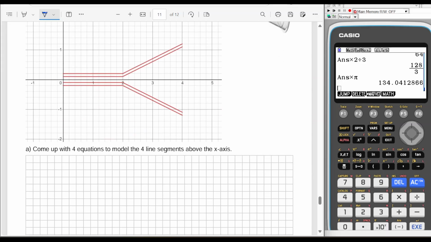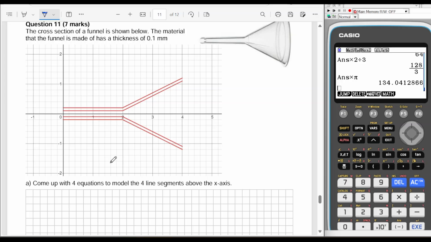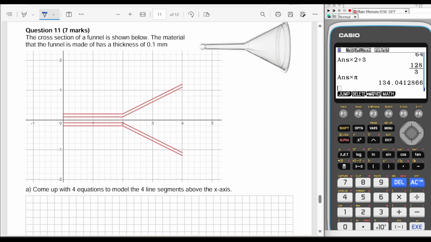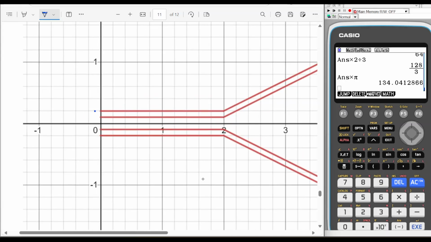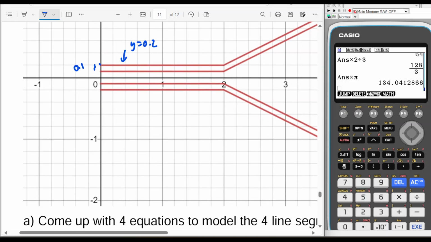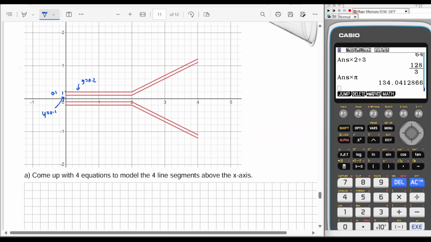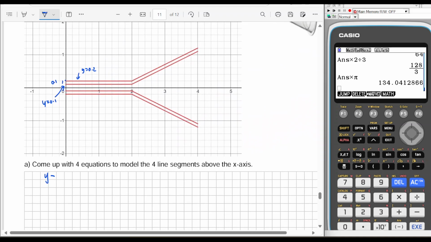Okay, last time we got a modeling question. So we've got to model the 4 line segments above. Now, the thickness of the thing is 0.1 millimeters. So at any point here, that thickness is 0.1. Looks like that top line there is just y is 0.2. And the line underneath it is y is 0.1, because that's sort of the scale on the axis here. So y is 0.2, y is 0.1.